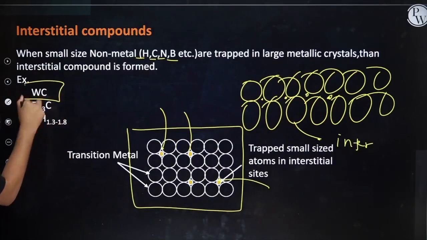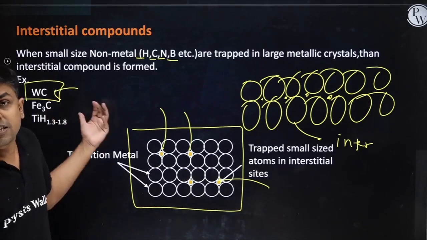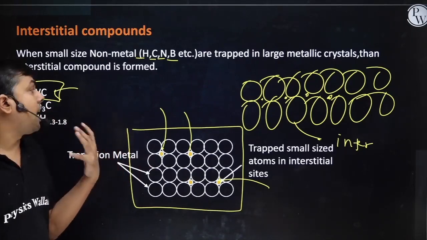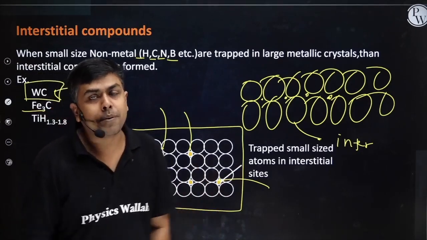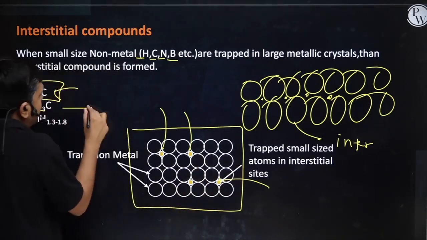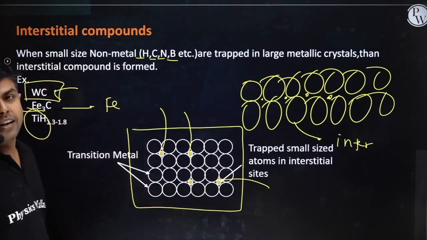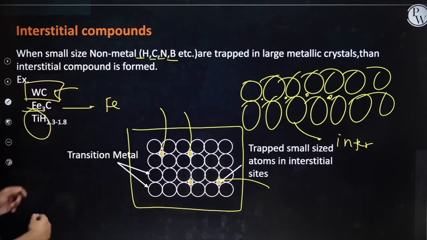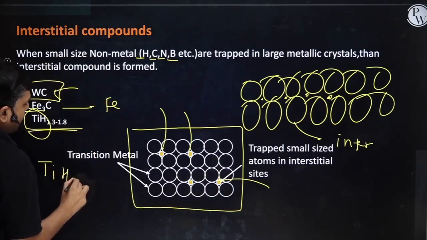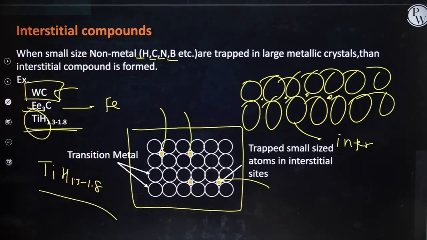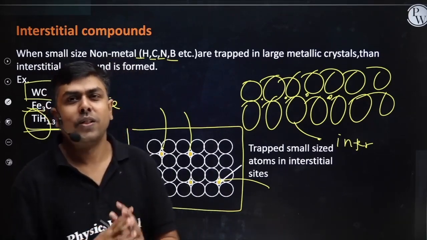In the crystal of tungsten, carbon gets trapped and we get an interstitial compound, tungsten carbide. Similarly, in the metallic crystal of iron, carbon gets trapped and we will have the formation of interstitial compound Fe3C. In the metallic crystal of titanium, hydrogen gets trapped and we will have the formation of a non-stoichiometric compound TiH1.3 to 1.8, right? Now let's move ahead, students.